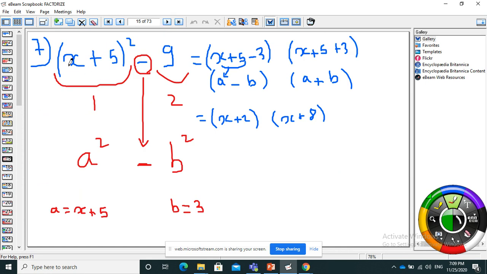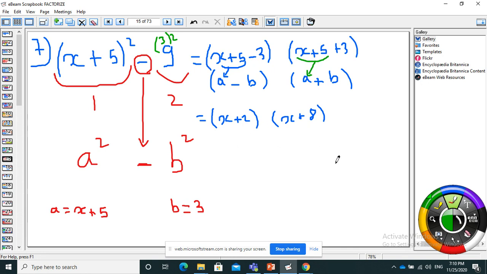Okay, here I can see two parts, 1 and 2. Do we have something in common? No. But is it an identity? So I can see that I have something squared minus something squared. X plus 5 squared, and 9 is 3 squared. So I have a squared minus b squared. Now I need to be careful here. A is x plus 5, b is 3. So it's a minus b, a plus b.